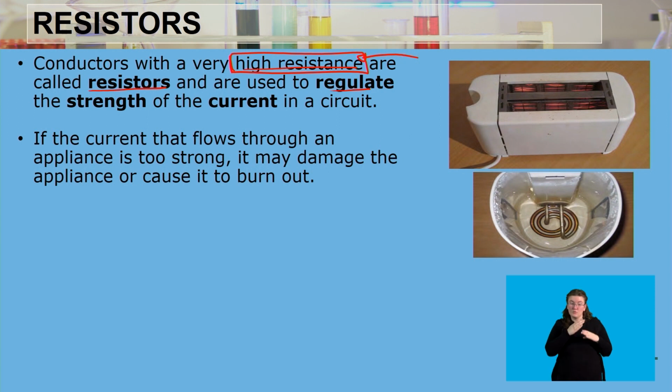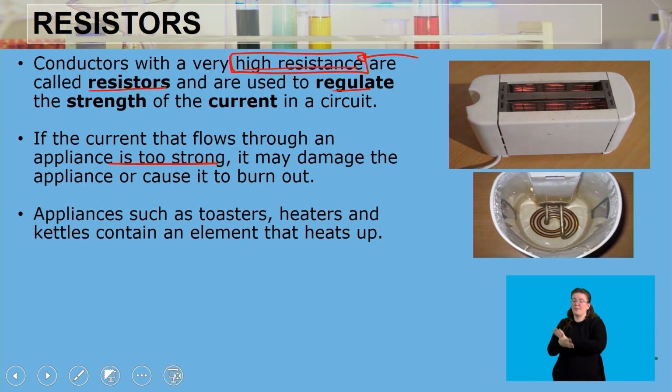If the current that flows through an appliance is too strong, it may damage the appliance or cause it to burn out. Which is why, if the current is strong, we also need an appliance that has a high resistance in order to control or regulate the electric current flowing through that particular appliance.